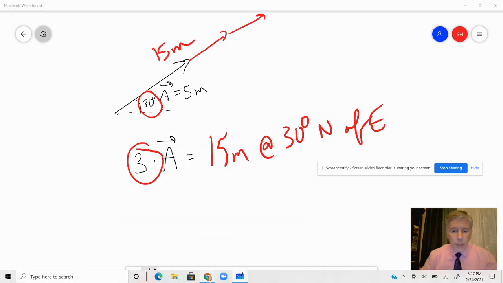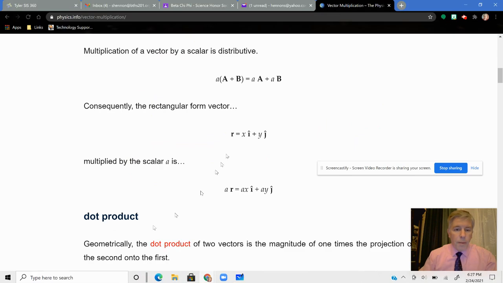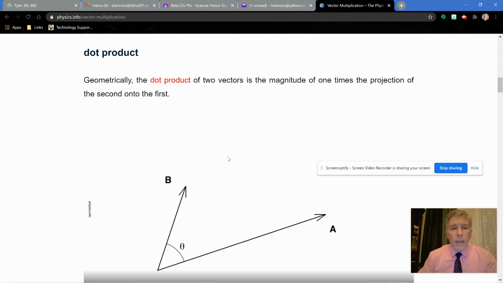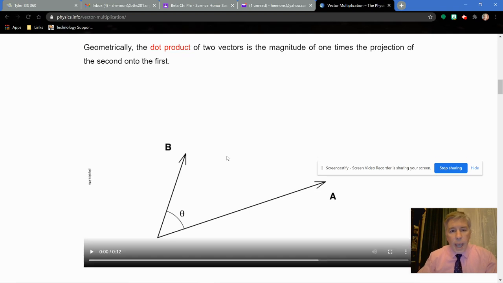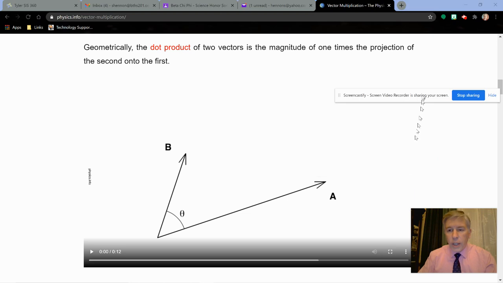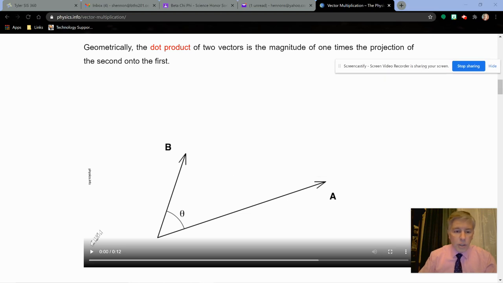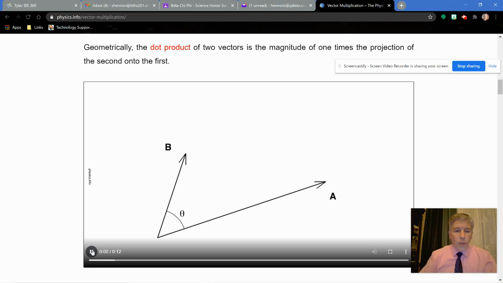Next part. Let's go back here, scroll down. A thing called the dot product. So what happens if I actually have two vectors that are going to be multiplied together? And what this does is it actually takes one vector and it finds what we call a projection in the direction of the other vector. This little video actually does a great job of explaining this. It doesn't say anything, it's just going to show you. So I'm going to go ahead and play this.